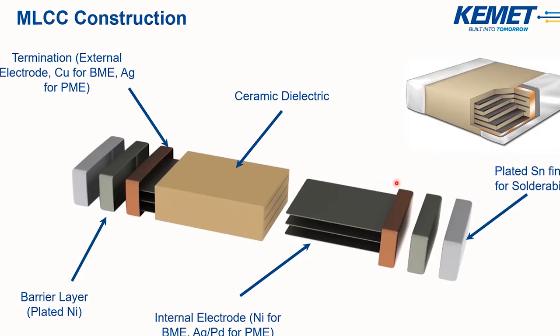Now to connect the internal electrodes to the outside world, the termination layer is added, which is usually made from copper. Then a layer of nickel, which acts as a barrier layer before the plating finish is added.